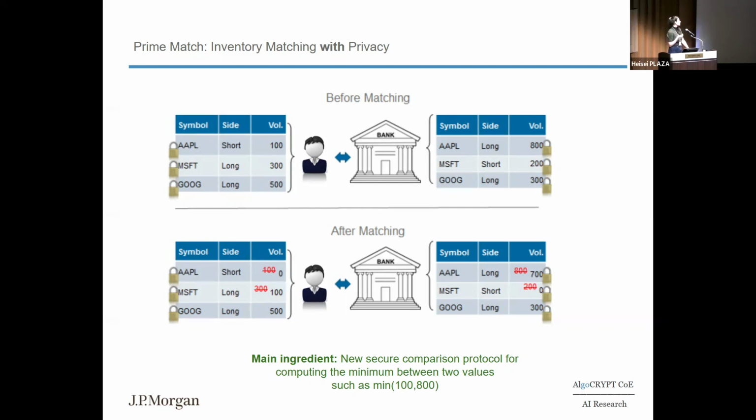Okay, so back to this example, the main thing that we have to calculate is the minimum between the volumes of the two clients. We want to calculate the minimum between 100 and 800. Just to mention that we also hide the symbol and the side. And how we do that is that in the US, the number of symbols for this use case is 5,000. So the client submits a list for all of these 5,000 symbols. And if they don't want to actually execute on them, they just put zeros, okay? So this is how we maintain privacy of the symbols and the side for the client. So really, the bottom line is that we need to have a secure comparison protocol for the quantities in the inventory.